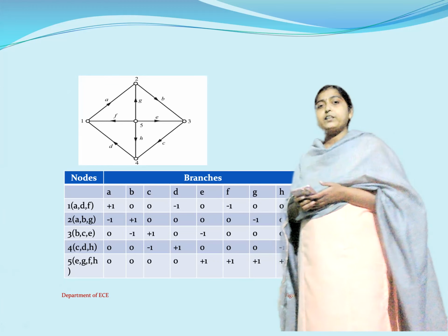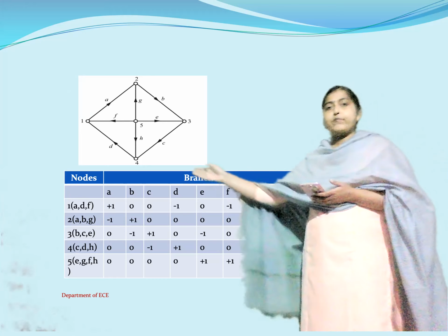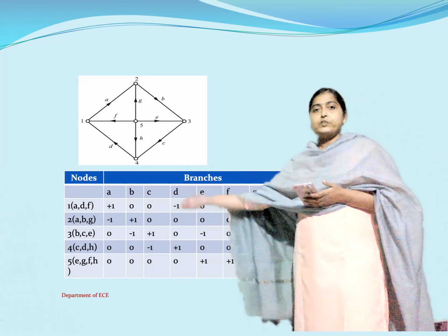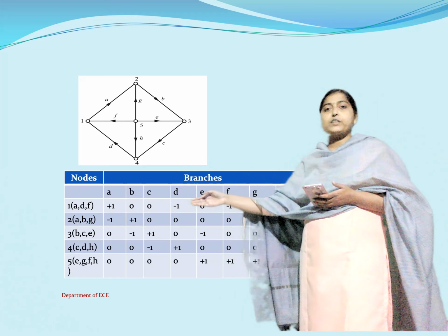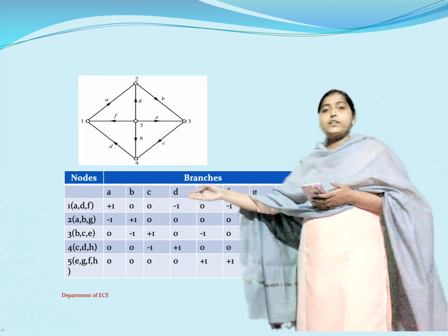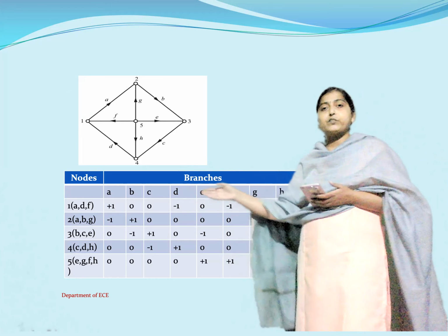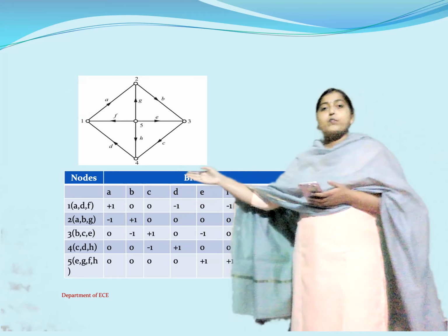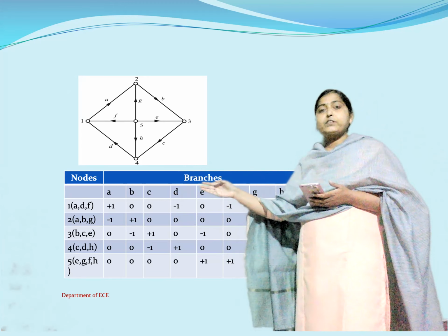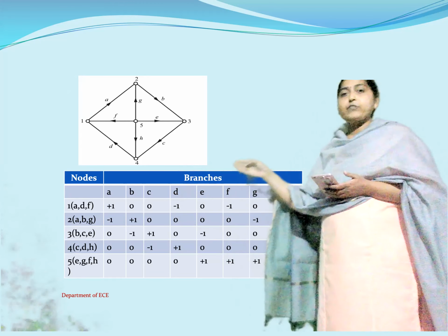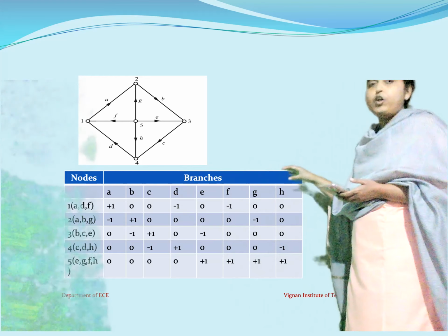The concept here is that you make a tabular column. In the tabular column, on the left-hand side you write the nodes. So the nodes are 1, 2, 3, 4, 5. Again I am following the naming convention where I use numbers for the nodes and alphabets for the branches. So 1, 2, 3, 4, 5 are my nodes. How many branches do we have? A, B, C, D, E, F, G, and then H. These are my branches, which you write horizontally.